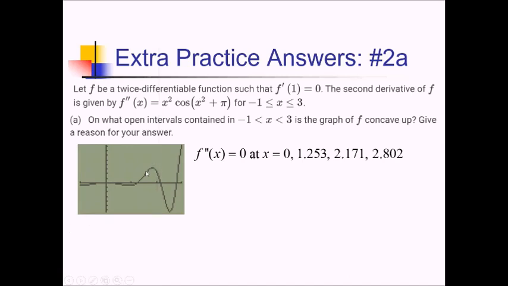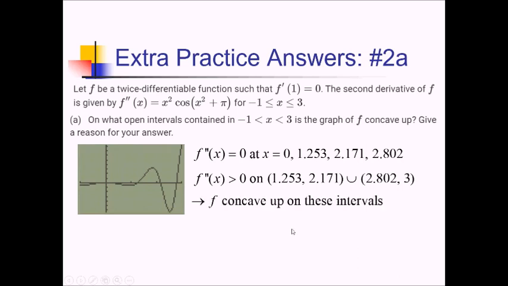So looking at our graph, it looks like f double prime is positive on the interval from 1.253 to 2.171, and also on the interval from 2.802 to, well, probably more, but we'll just say 3 because that's all they care about. So therefore, that means that f is concave up on these same intervals.